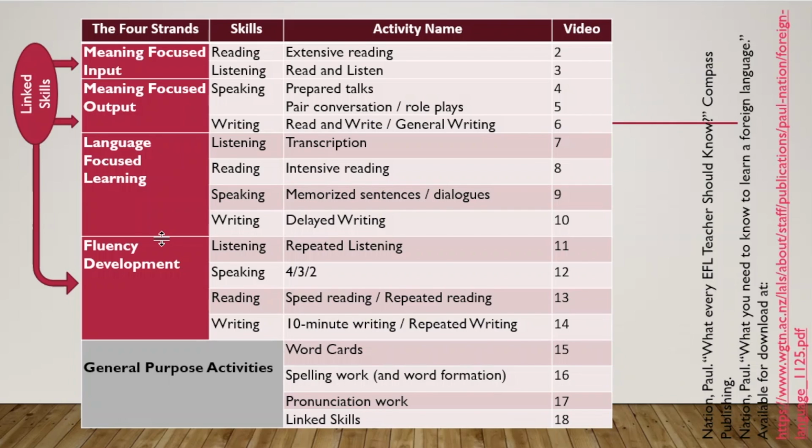So if we look at our big chart here, we see spelling as in deliberate attention to learning spelling. This belongs in the general purpose activities. Not much time overall in a course should be spent on this explicit learning of spelling. We'll look at why later. If you were to put this somewhere, it would go with language focused learning because we're giving deliberate attention to spelling, and it would go with writing because we use that to practice spelling.